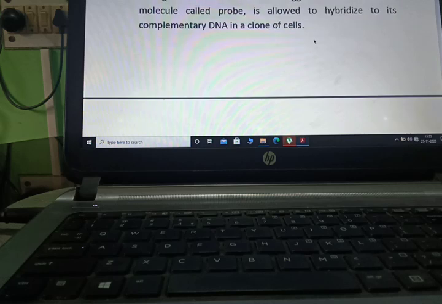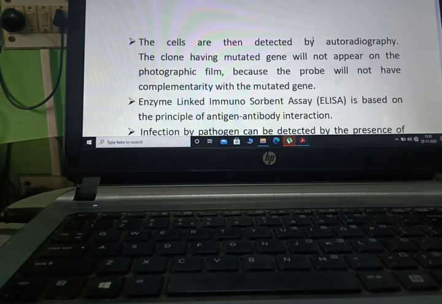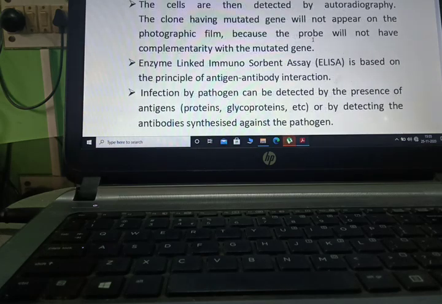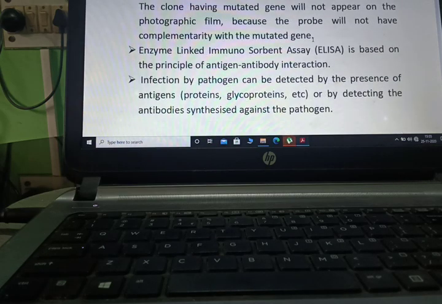Now, recombinant DNA technology is a modern molecular diagnostic technique, and it is done in the following steps. A single stranded DNA or RNA tagged with a radioactive molecule called the probe is allowed to hybridize to its complementary DNA in a clone of cells. The cells are then detected by autoradiography. The clone having a mutated gene will not appear on the photographic film because the probe will not be complementary to the mutated gene.